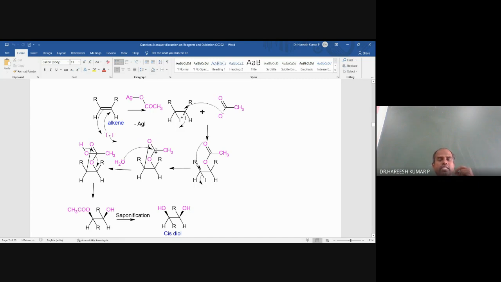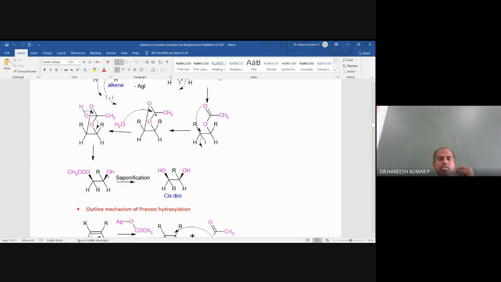Since the reagent contains moist, meaning water, the lone pair present on the oxygen can react with this carbon. Then what will happen? This bond pair is coming over here and this bond pair can pick up a proton. So that means hydroxyacetate is the intermediate. This hydroxyacetate on saponification, meaning treating with sodium hydroxide or potassium hydroxide, will undergo cleavage of acetate into alcohol.